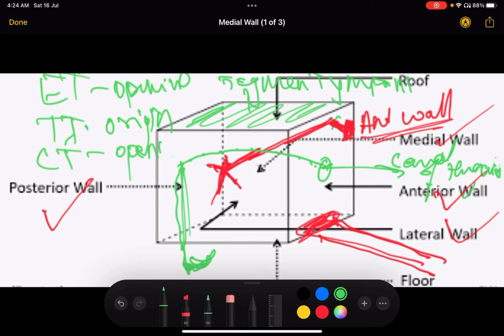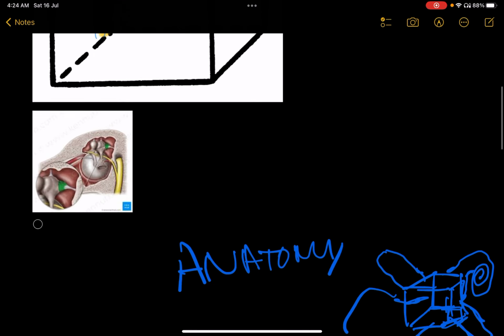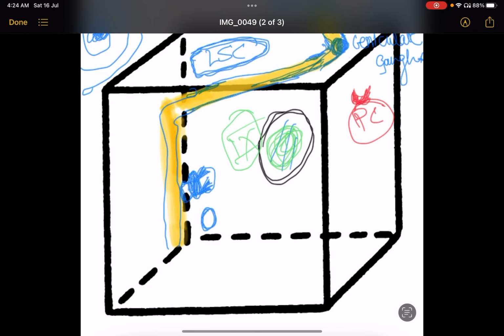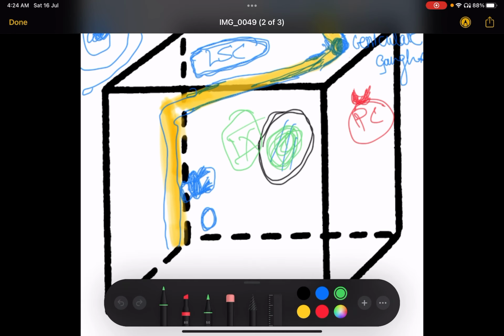So what's the inferior wall? To get the inferior wall right, let me use this. What does the inferior wall have? The inferior wall has a very important vein, a vein that can easily kill you. This is the inferior wall. At the bottom of the inferior wall, literally out here, there's a very important vein which is called the jugular bulb.